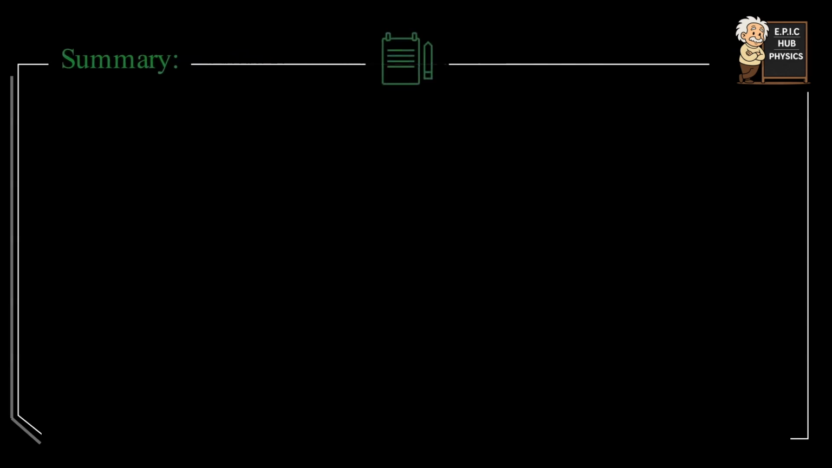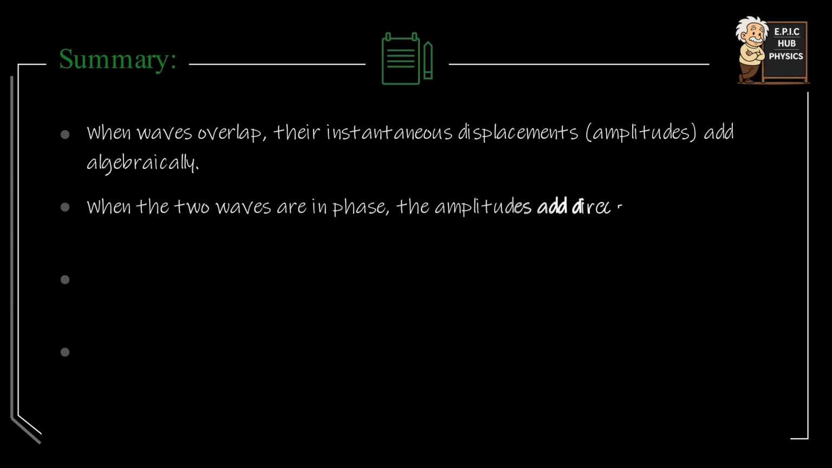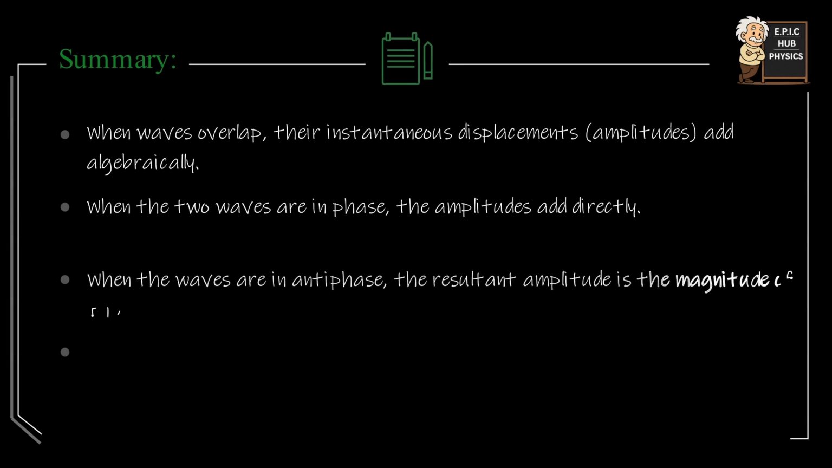To summarize, when waves overlap, their displacements or amplitudes add algebraically according to the principle of superposition. This is also in consideration of their phase difference, which could make any displacement a negative value. When the two waves are in phase, their amplitudes add directly to give the maximum resultant amplitude. When the waves are in antiphase, the resultant amplitude equals the magnitude of the difference between their amplitudes.